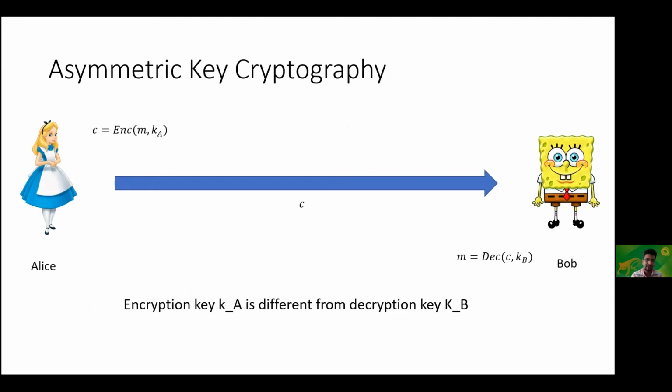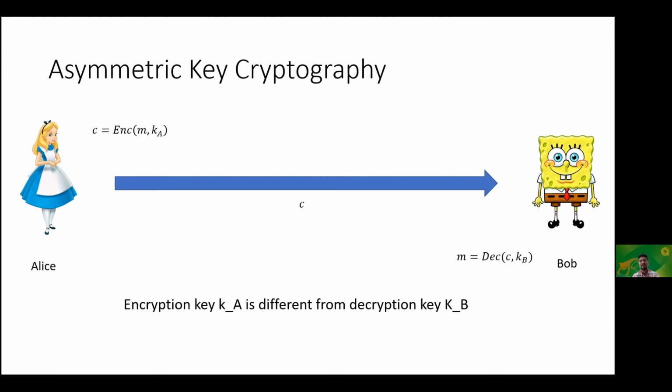However, there is asymmetric key cryptography, where you have a message and you encode the message with an encryption key, and then you decode the message using a decryption key. For example, here Alice has an encryption key KA and Bob has a decryption key KB. And these KA and KB are related. So they are not arbitrarily chosen.